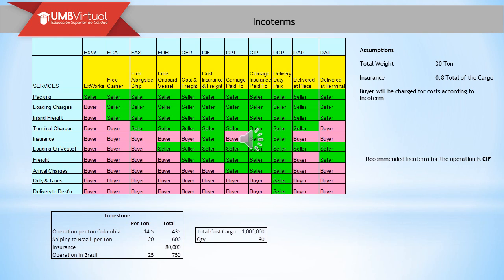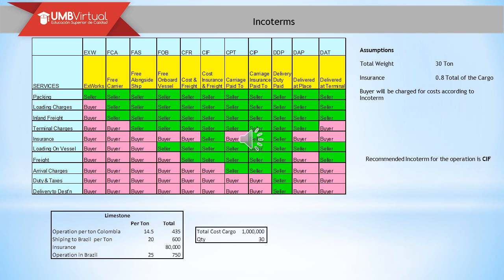Alright, once that is said, we are going to do this exercise like this. We have some information like operations per ton in Colombia, and shipping, insurance and operation in Brazil. If I take all of these costs, that is going to be around 81,000 something. So the best way to do this for me is CIF. What is CIF? All the responsibility for insurance is in the seller's hands.